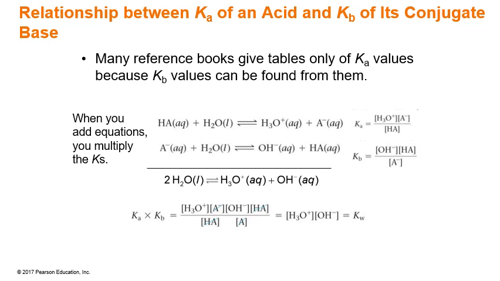Many textbooks or reference books give you only Ka values, and the reason for that is because we can calculate Kb values if we know what the Ka value is. If we look at the reaction for the weak acid, we add water, we get H3O plus hydronium plus the anion. And if we look at our anion, the conjugate base, and we add water, we end up with hydroxide and our conjugate acid.